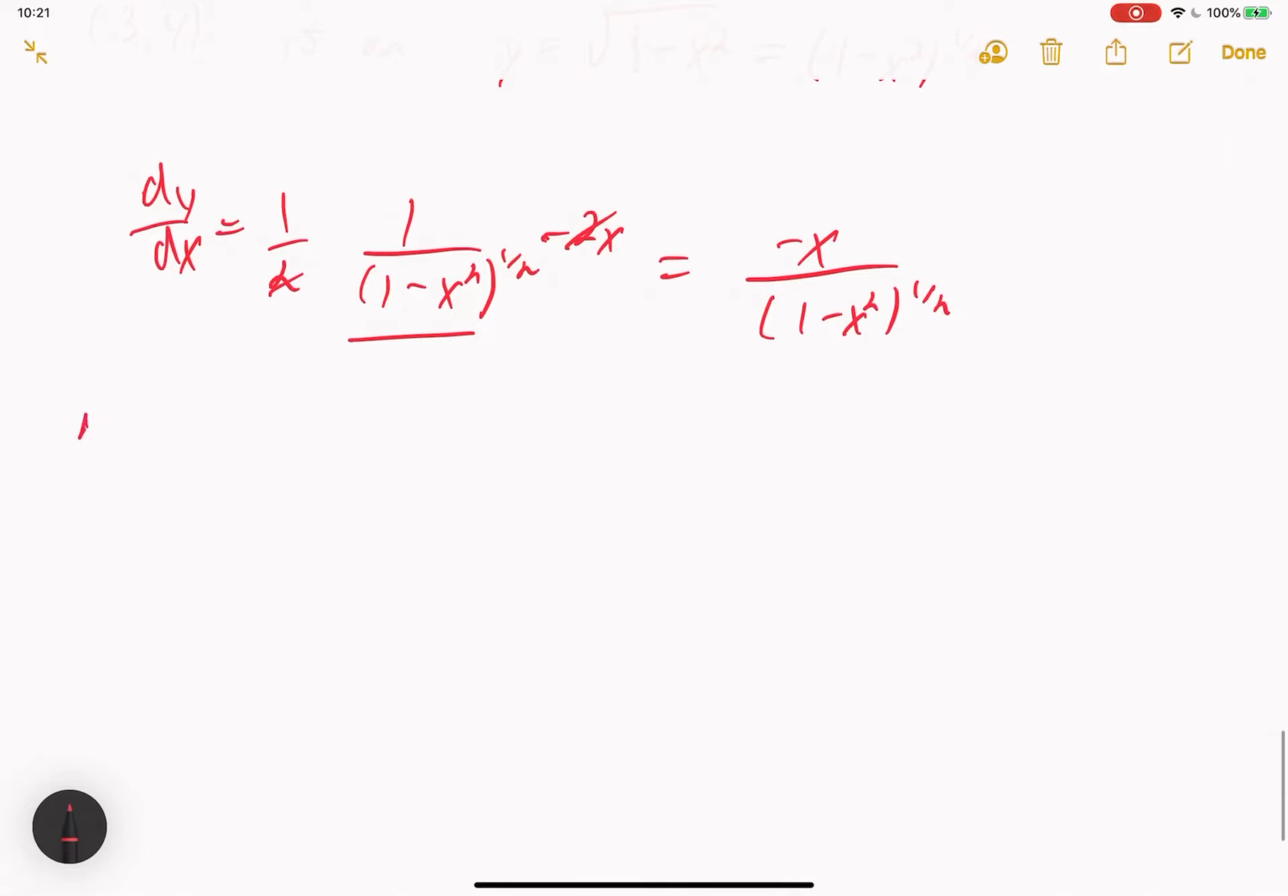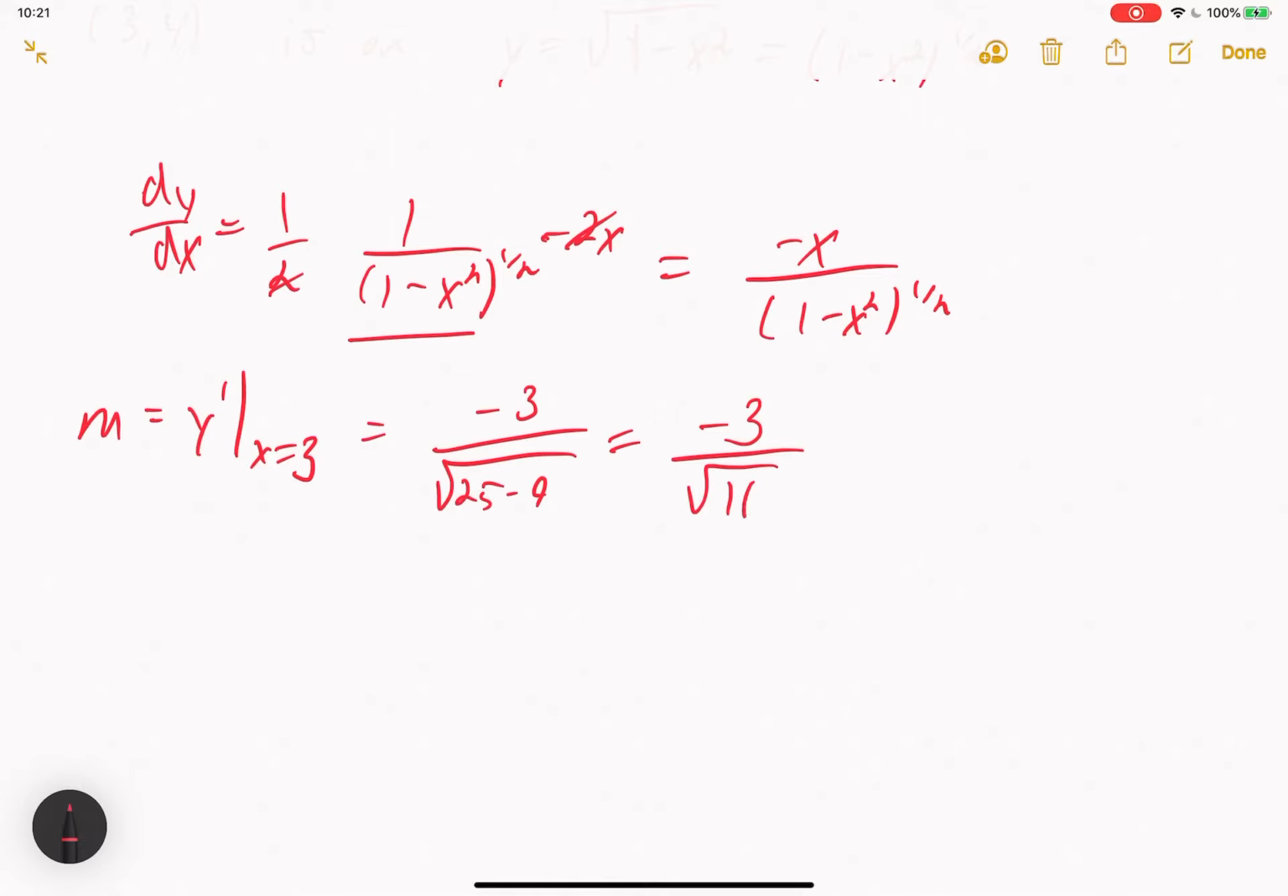So remember that m is equal to y prime evaluated at x equals 3. So that's going to be negative 3 divided by the square root of 25 minus 9, because that's going to be x squared. So that's negative 3 divided by the square root of 16, which is equal to negative 3 divided by 4. So it works either way.